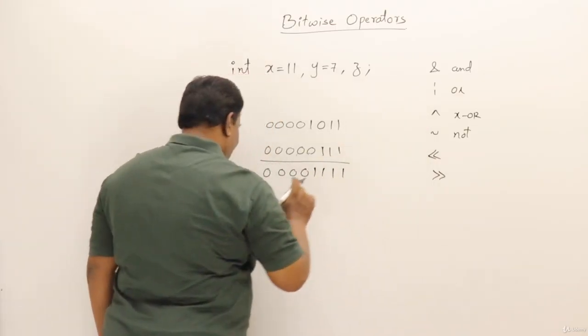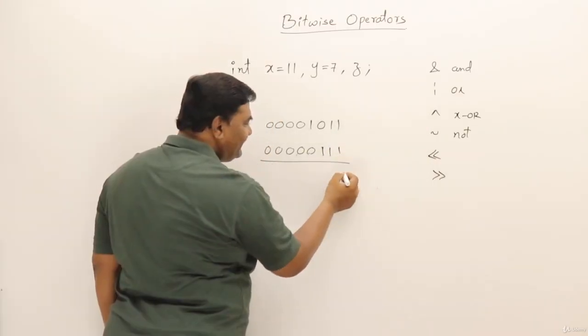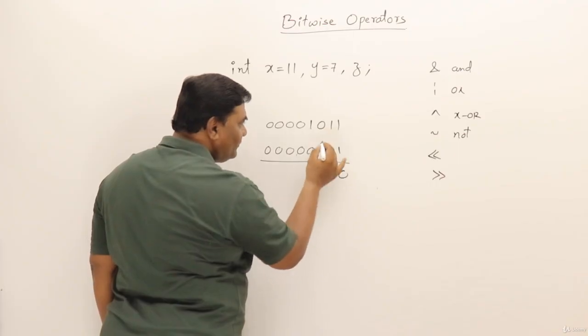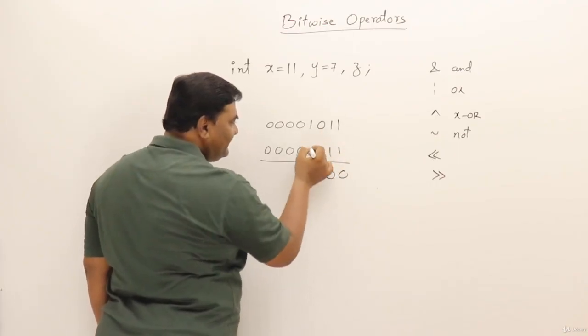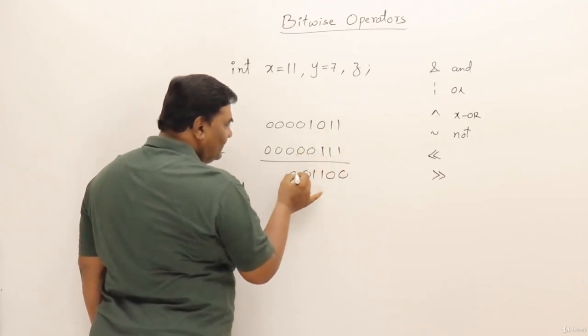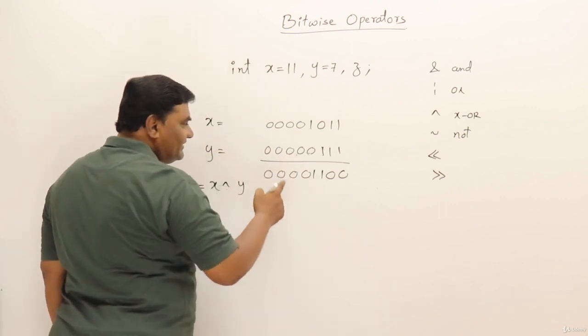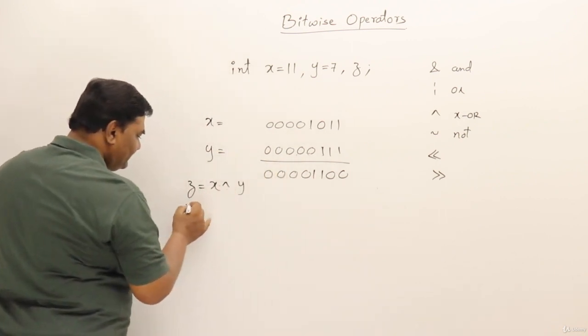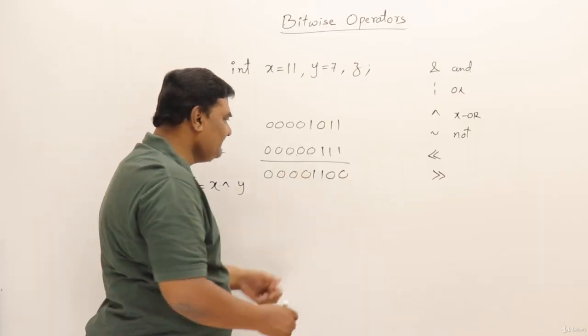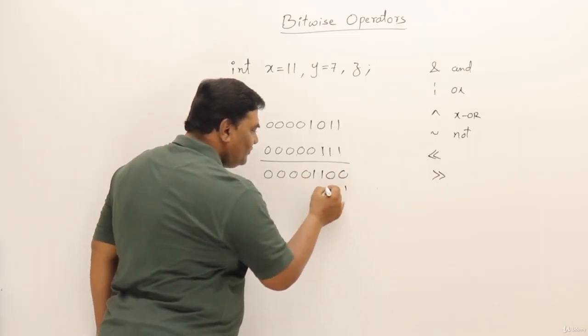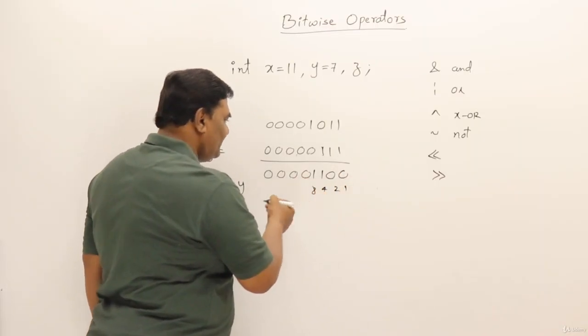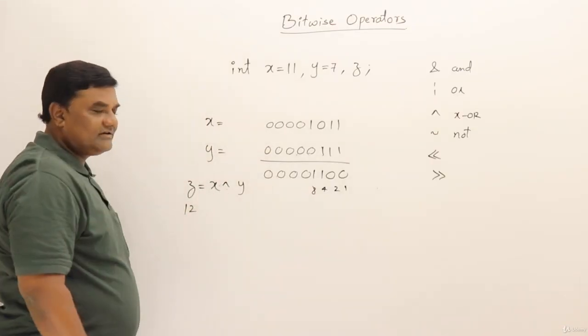This XOR operation I will take. Both are same, 0. Both are same, 0. These two are different, 1. These two are different, 1. Then leading all are zeros. So this is 12. Result is 12. In decimal form, this is 12. See, this is 1, 2, 4, 8. 8 plus 4 is 12. So the answer is 12 here.